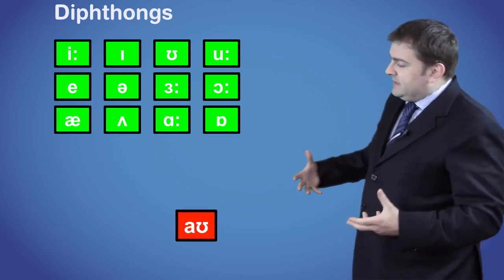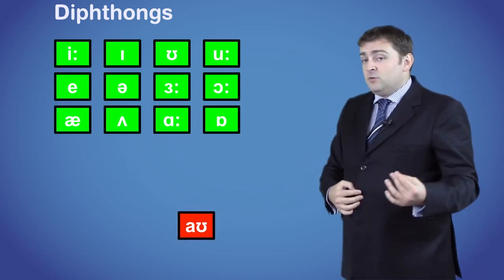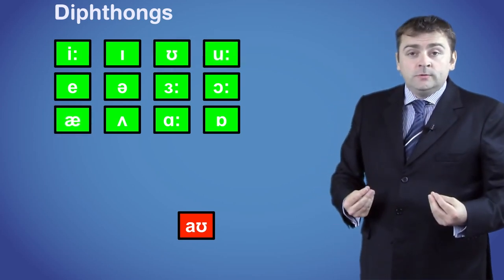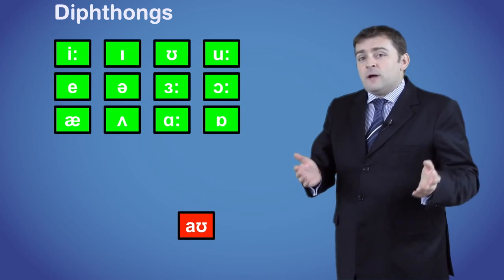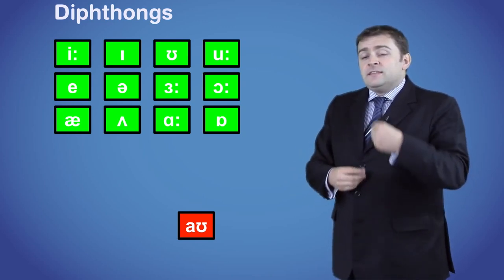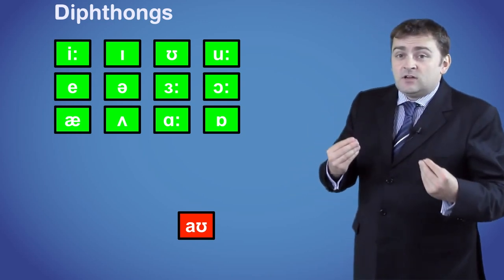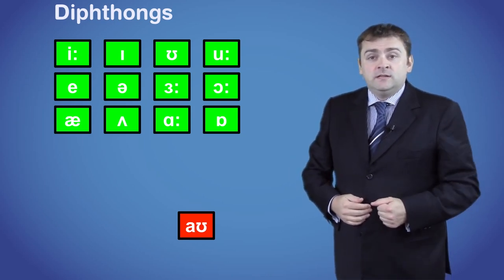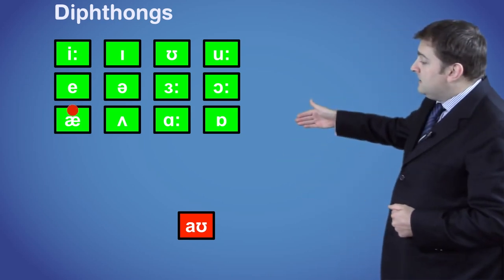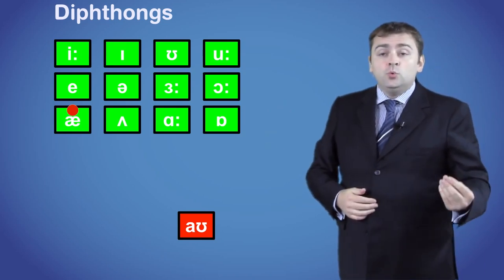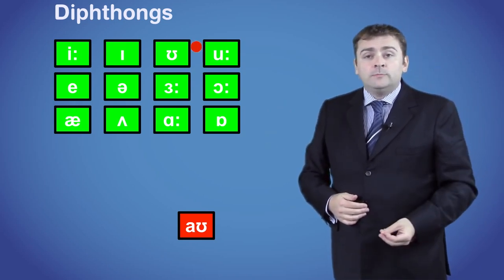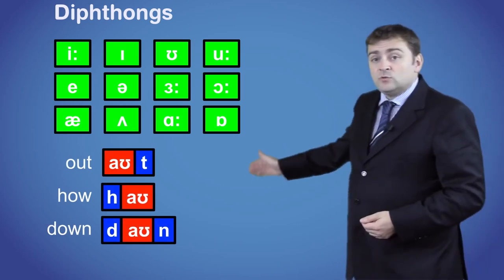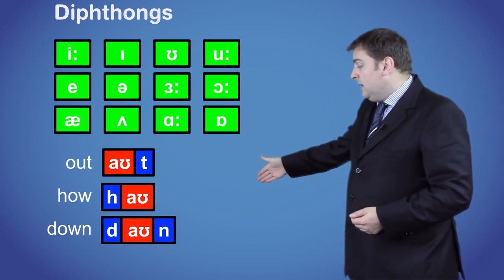The next sound is ow. This is a combination of a and u, or oo. Now our mouth is closing and the shape of the lips is changing at the same time, rounding a little as we say the sound. Ow. Starting on the a and finishing on the u or oo. Ow. As in the words out, how, and down.